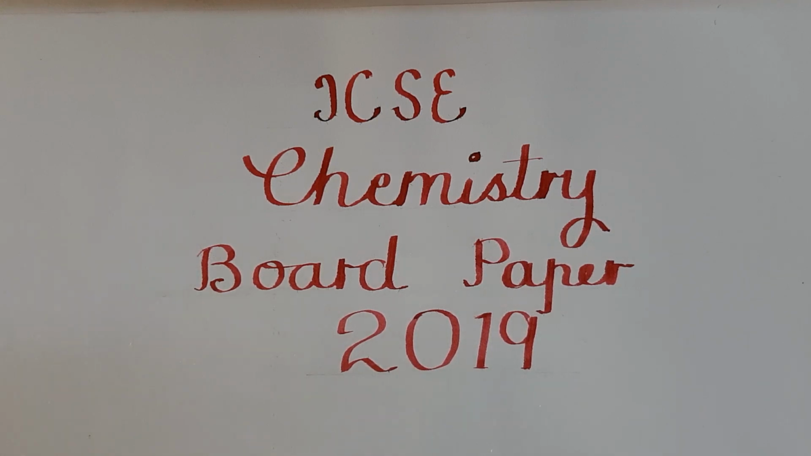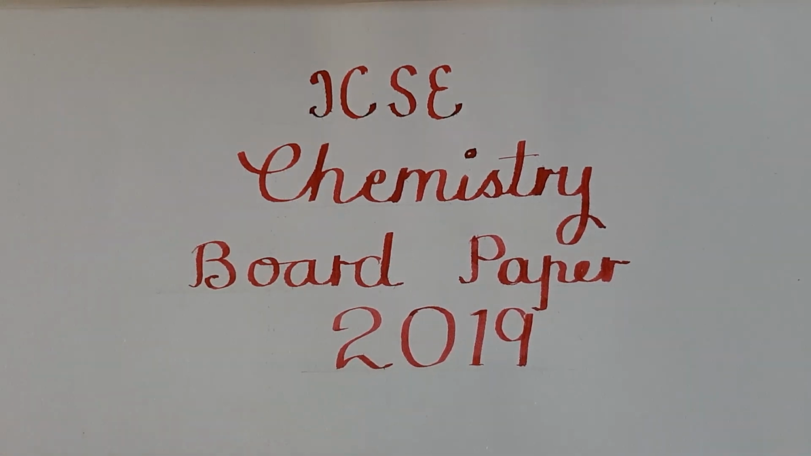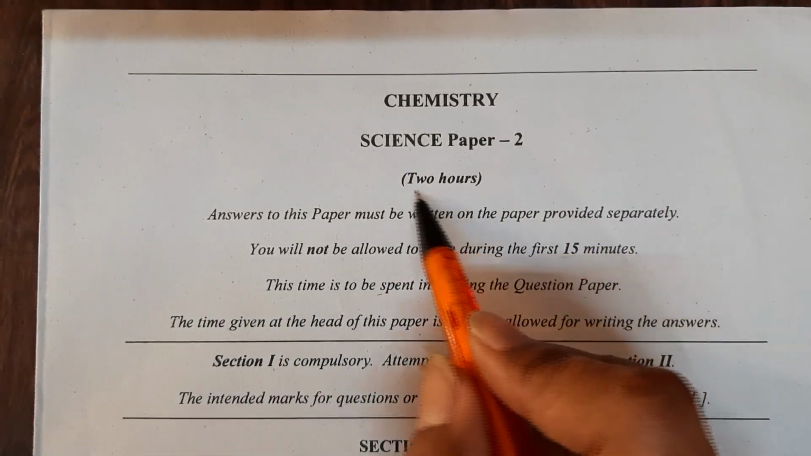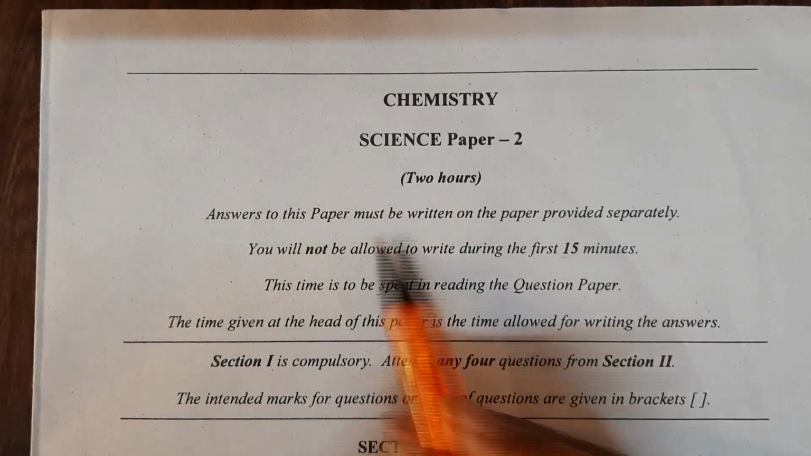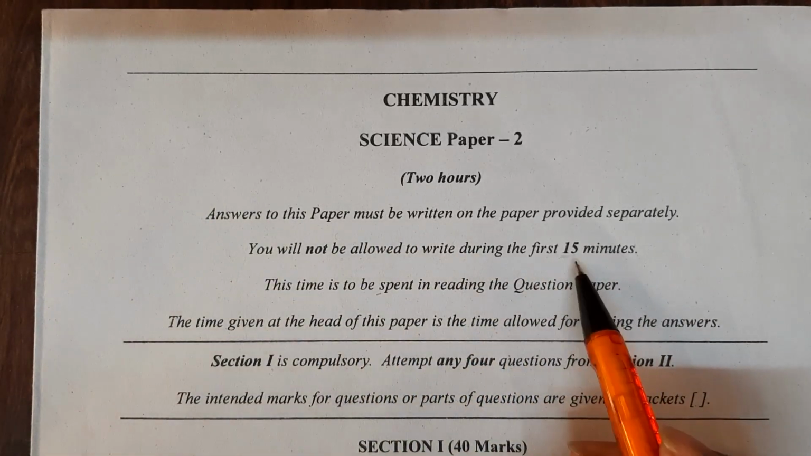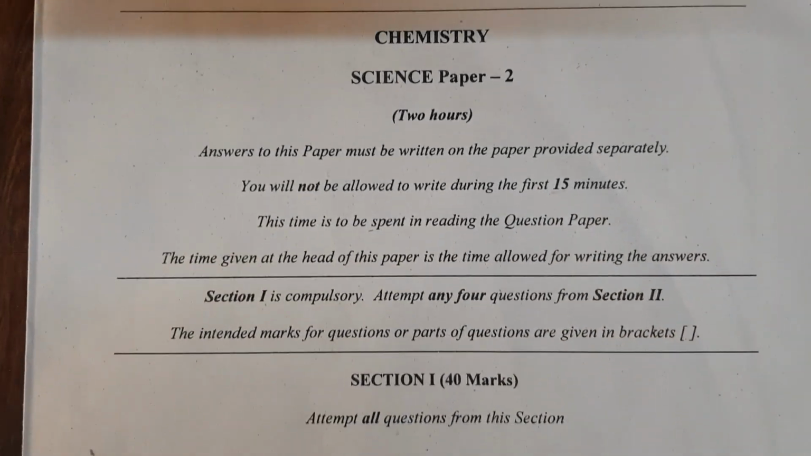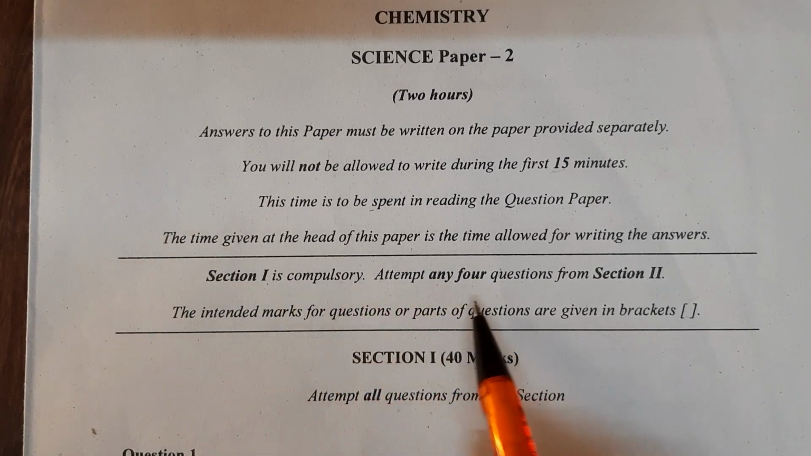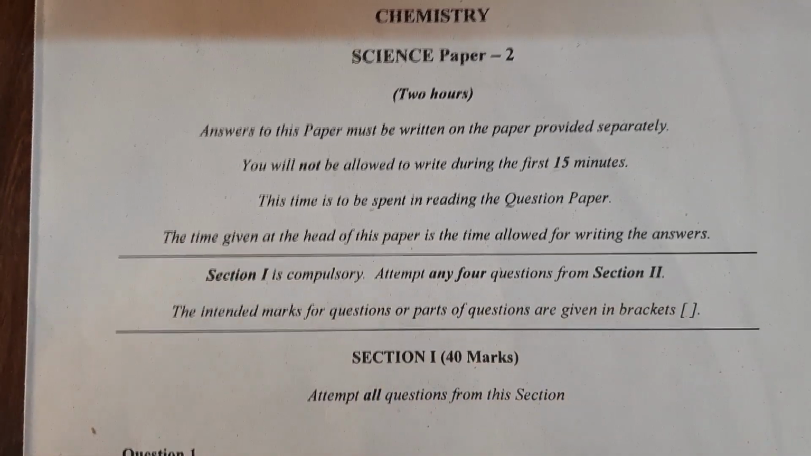So ideally, during the reading time, which is the first 15 minutes, you should read your section 2 and decide upon the questions that you will be attempting and plan your answers accordingly. Let's look at the paper. Chemistry Science Paper 2. It is for 2 hours and you will not be allowed to write during first 15 minutes. So these 15 minutes is your reading time. We read it well and plan the work. Section 1 compulsory and any 4 questions from section 2.